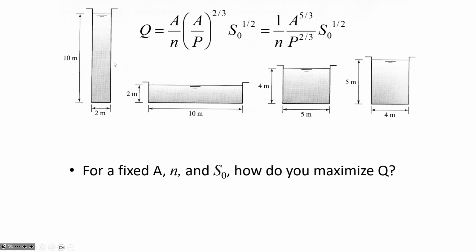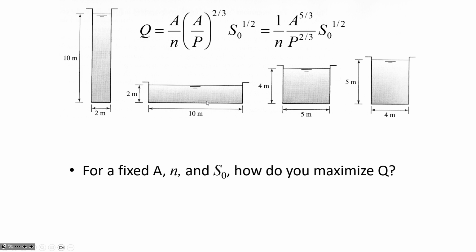This one would have more frictional contact because the wetted perimeter is 22 meters, and it's the wetted perimeter that applies the resistance, whereas this only has 14 meters of wetted perimeter. So how do you maximize the flow rate through a channel? You minimize the wetted perimeter.